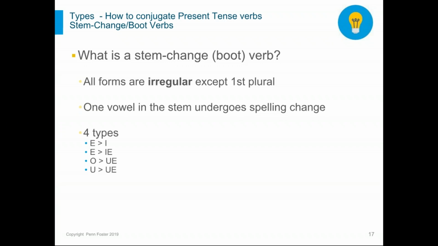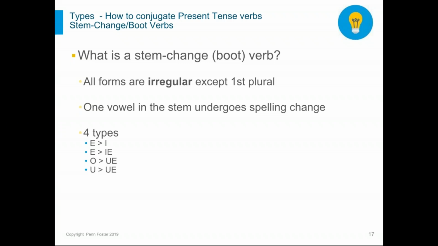And as you see on the slide, it asks what is a stem change or a boot verb. It is a verb that has an irregular spelling based on the vowel in the stem, or a vowel in the stem, that occurs in every person but first person plural. It'll be much easier to see on the next couple of slides as we get into some examples here, but there are 4 types of present tense stem changes, as you see there.